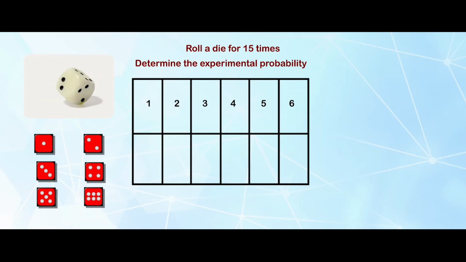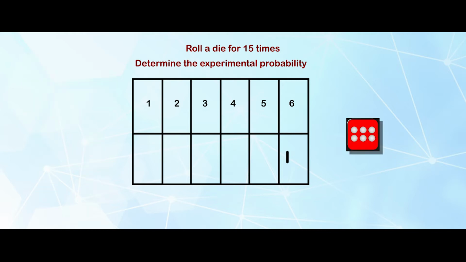On my first roll, I have number 6 facing up. In my second roll, I have number 4 facing up.